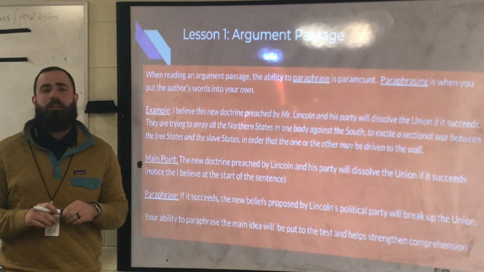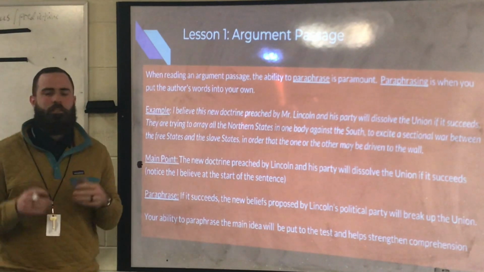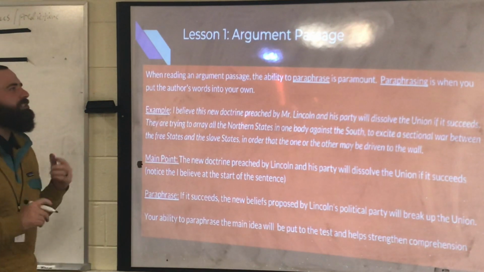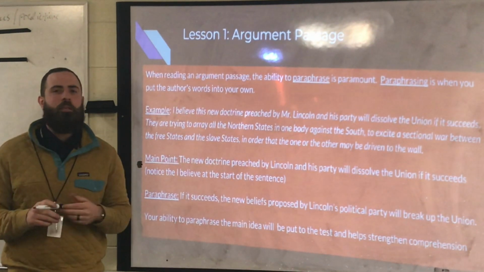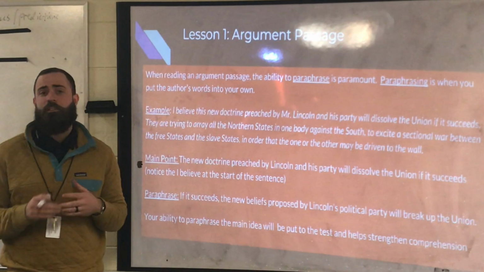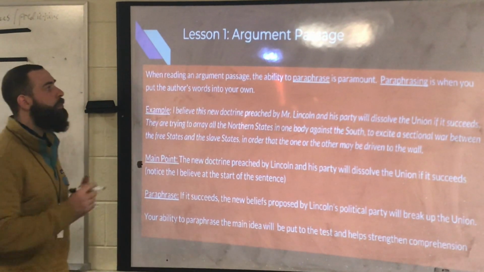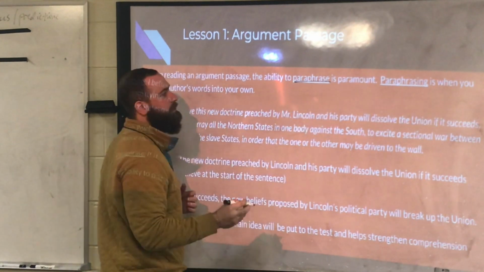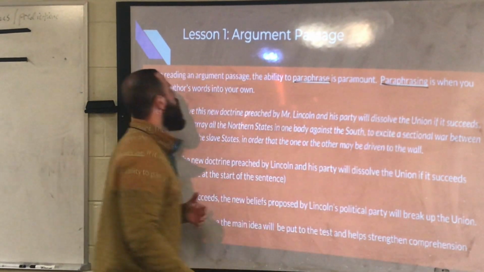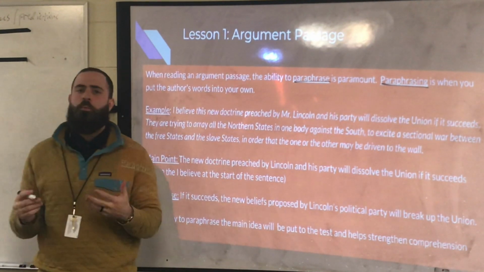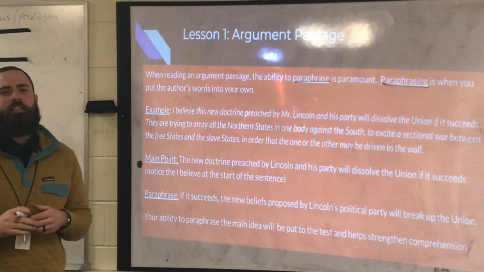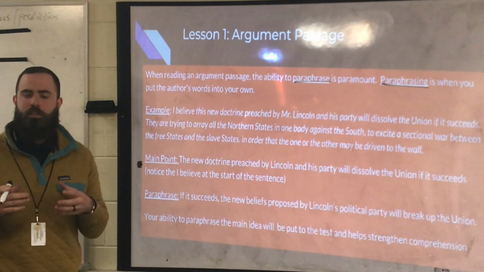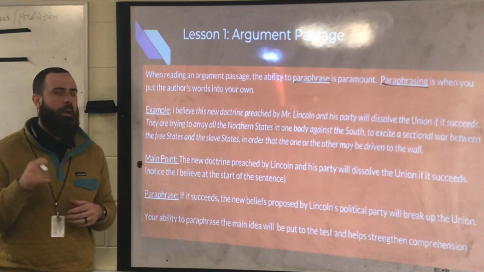The last tip when it comes to looking at argument passages, identifying evidence, and really breaking down what a piece of literature is saying is the ability to paraphrase. Now that's something you should hear in your English class, probably in history, science, all of those. We ultimately want to paraphrase. Now what is paraphrasing? The ability to paraphrase is paramount. Paraphrasing is when you essentially take the author's words and you put them in your own. A lot of times that will clear confusion, and when you're able to put it into freshman, sophomore, junior type language in your brain, a lot of times comprehension will go up.